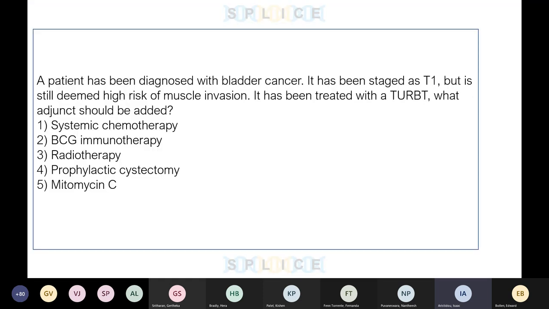Okay, so move on to the next question. They were all bladder cancers, and the first one was obviously renal cell.